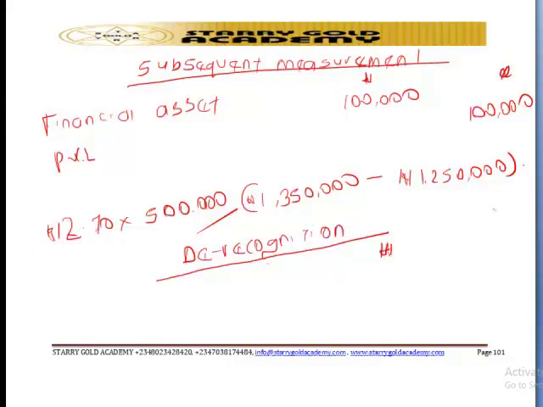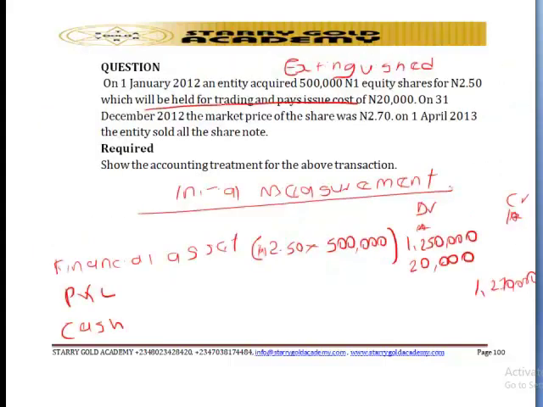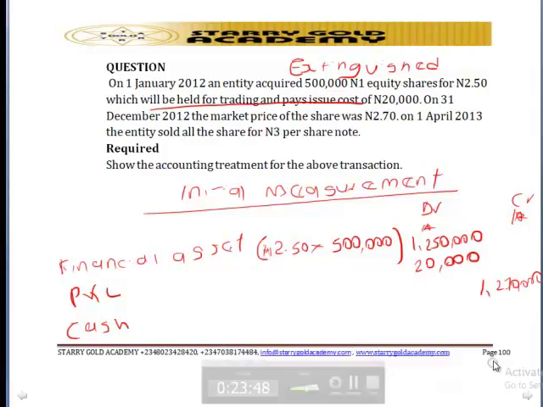Now, the recognition. Let's go back to the question. They said that on 1st April 2013, the entity sold all the shares. So we have to recognize it. Are we together? Okay, so there was a mistake in the question, and it has been corrected. On 1st April 2013, the entity sold all the shares for 3 naira per share.